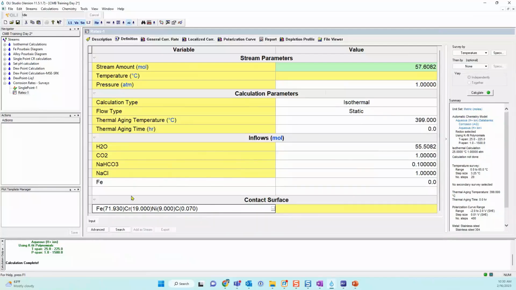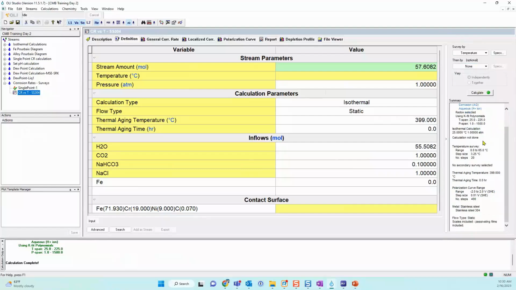Okay. Let's change the name of these rates. Rather than call it rates, let's call it corrosion rate versus temperature for stainless steel 304. Let's try to be specific so that we don't forget what we are doing. And nothing is wrong. Everything seems okay. The calculate button is green. We can go ahead and calculate.